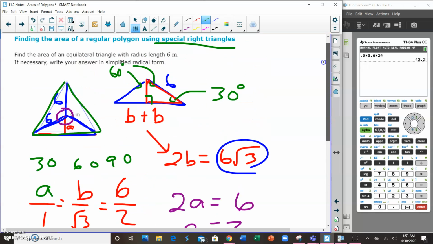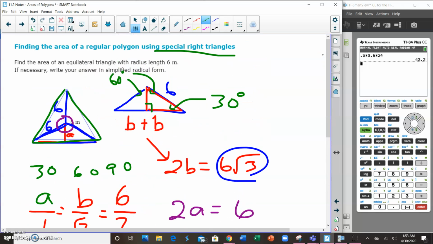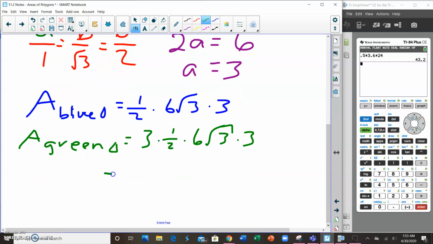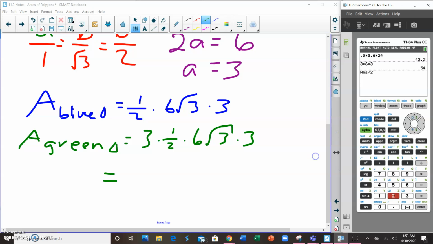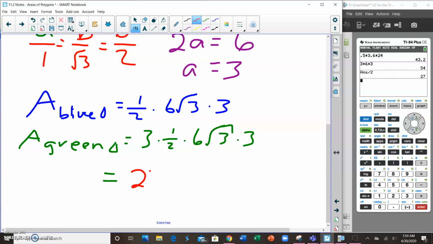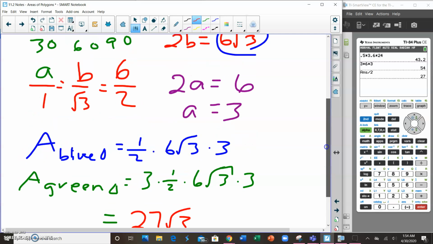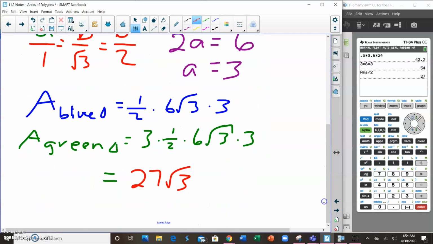And it says to leave it in simplified radical form. If it didn't say to leave it in simplified radical form, I would simply just go 1/2 times 6 times 6 times the sine of 120 degrees, which is the triangle we learned last chapter. All right, so then it says leave it in simplified radical form. So we take 3 times 6 times 3, which is 54, divided by 2, which is 27. That's going to be 27 times the square root of 3. And my answer is going to be in meters squared. Meters squared. So that was not easy.